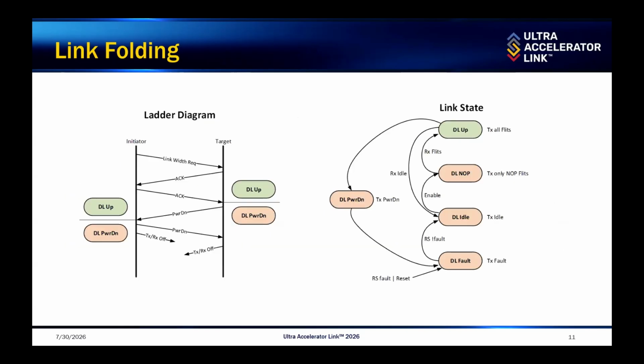And on the left here, we just got the ladder diagram where you can see the negotiation that's done, the link width request, ACK, and then the corresponding ACK. So that's done using DL messages at the consolidated DL level. So those ACKs and requests could actually be sent out on either physical layer, it doesn't matter.